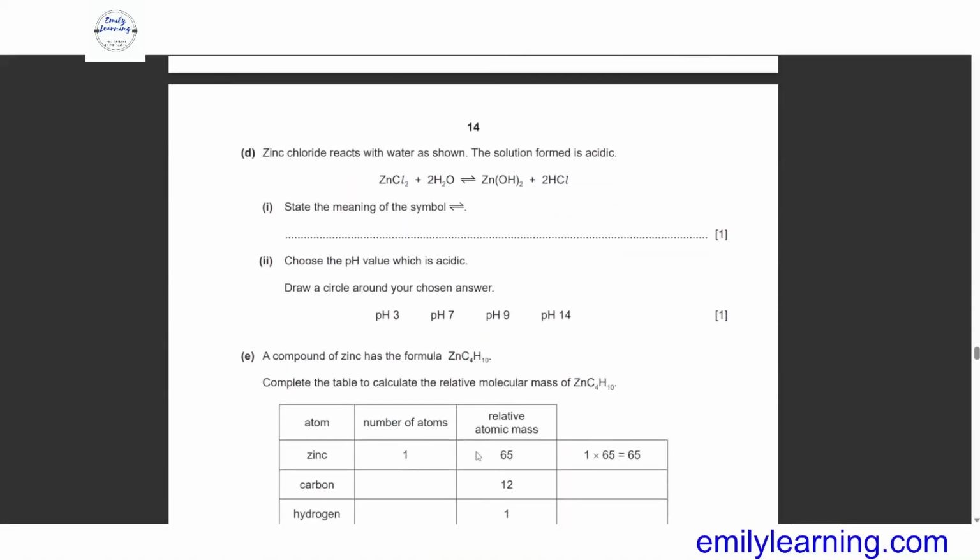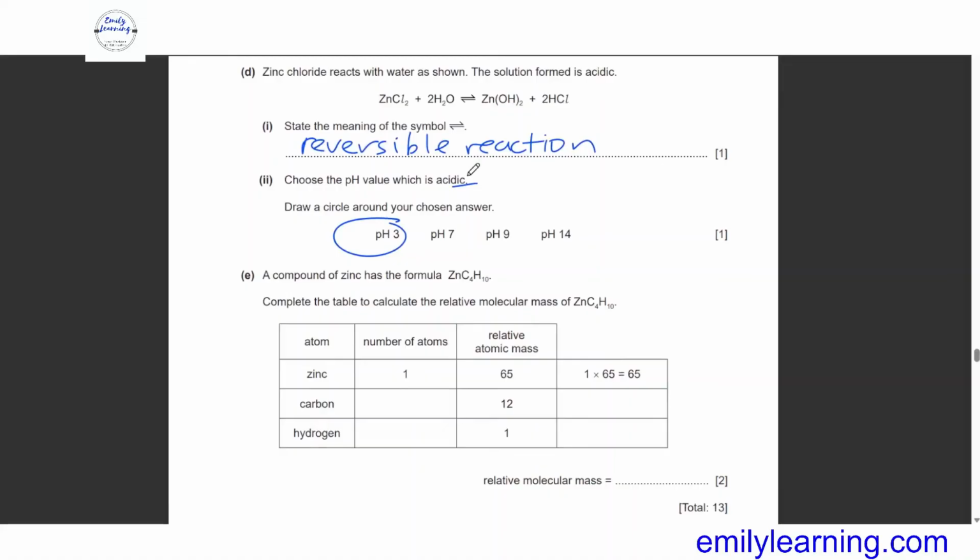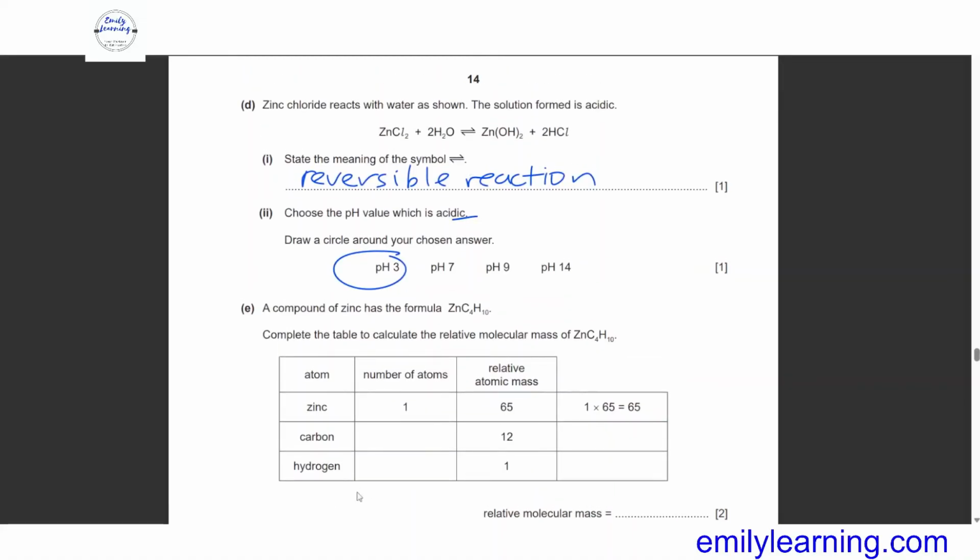Okay, so now let's take a look at this. Zinc chloride reacts with water as shown. The solution formed is acidic. State the meaning of the symbol. So this is basically a reversible reaction. Okay, so this means that it's a reversible reaction. That's why you write a double arrow. Choose the pH value which is acidic. So lower than 7 is acidic. So pH 3.